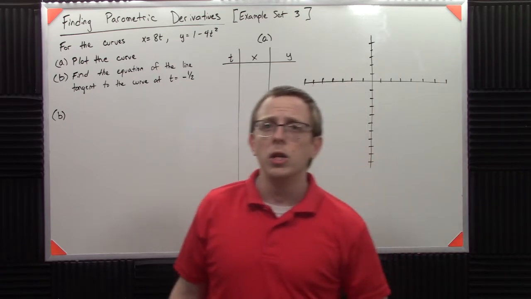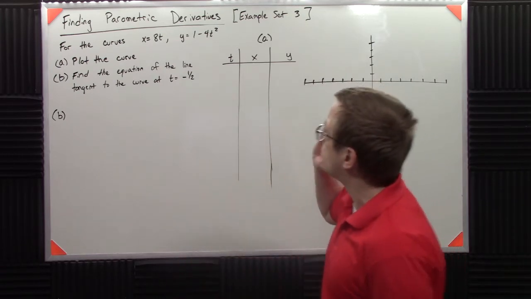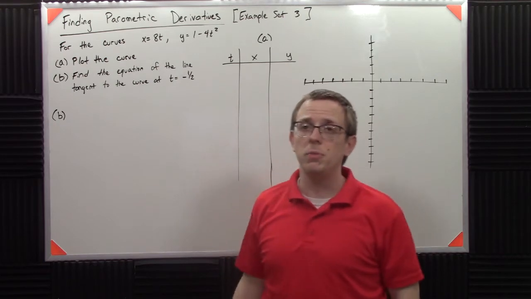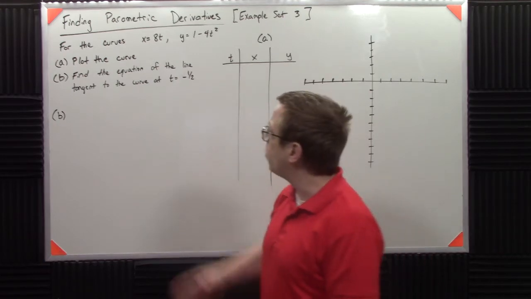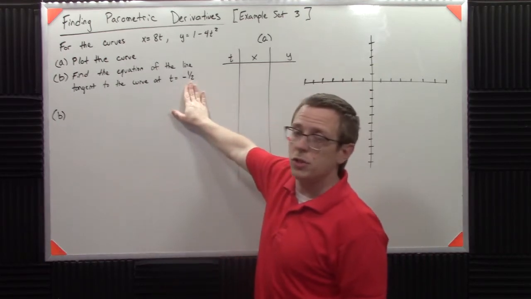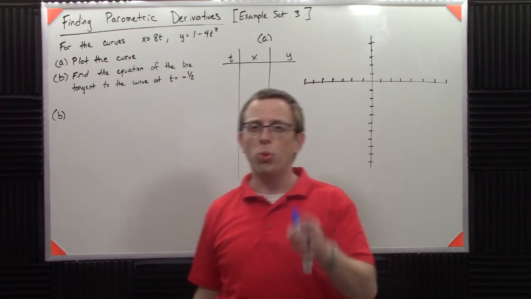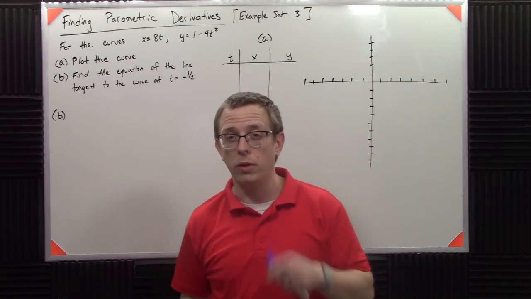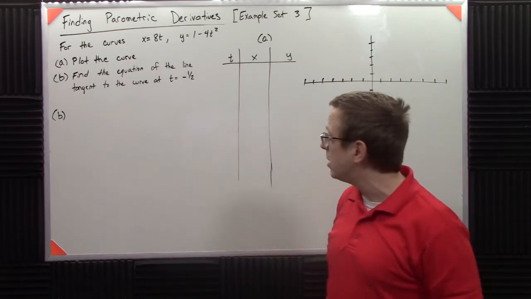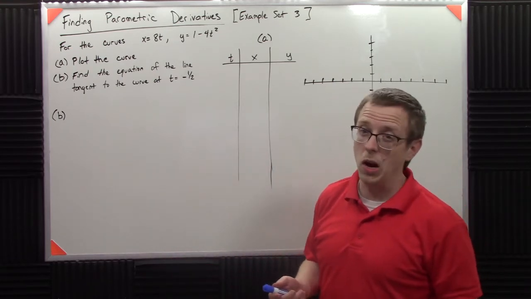Anyway, what we want to do is say I've got some sort of curve. Let's find some values and plot it, and then we're going to find the equation of the line tangent to the curve. Now, notice that we're doing it at t equals -1/2, so it probably makes sense to make that one of the points we plot. So let's go ahead and start there.